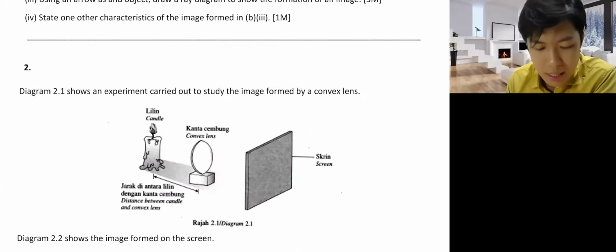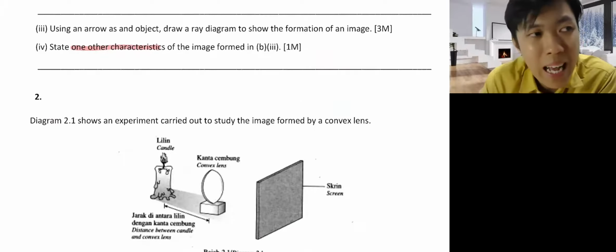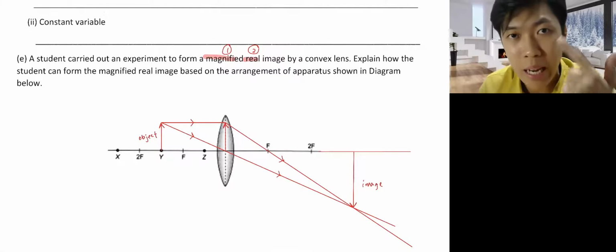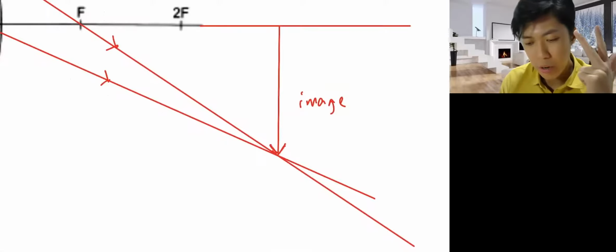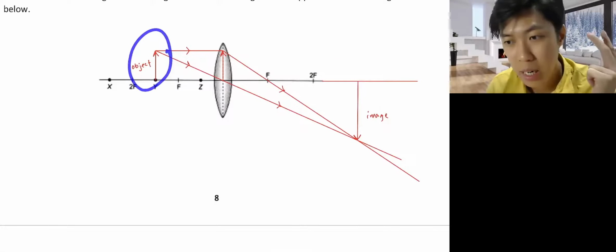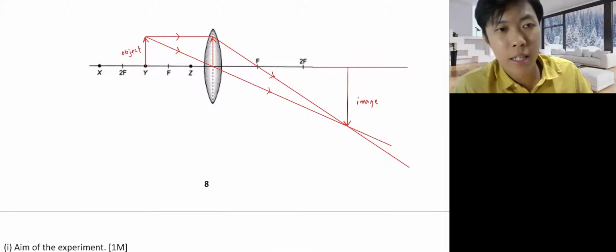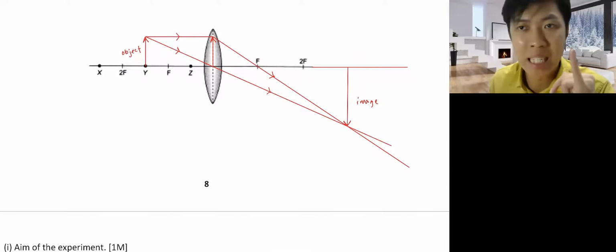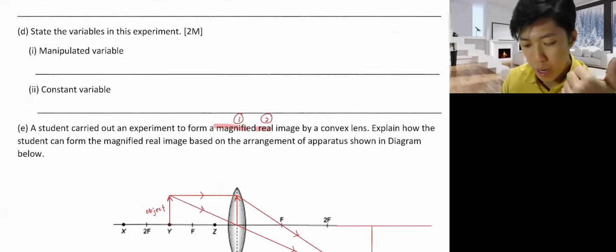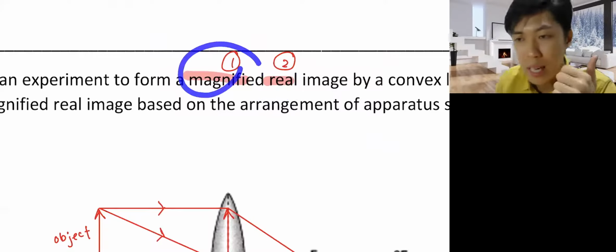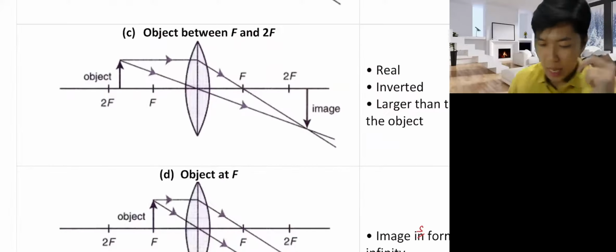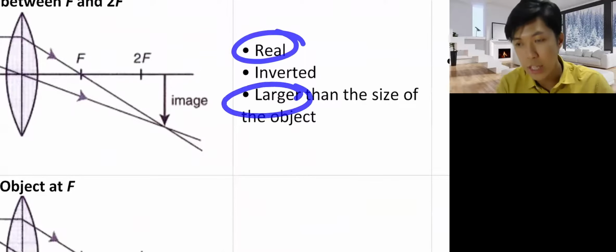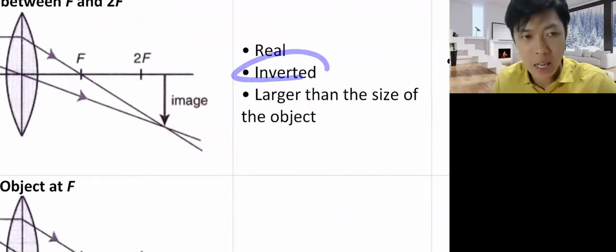And I guess the last question is asking for one other characteristic. What is missing? I have real, I have magnified, there's one more thing. Now, your image here like that, then here like that. What do you think? There's one more characteristic that is missing. You have real, you have larger, and what else? If you don't remember, real, larger, and one more: inverted.